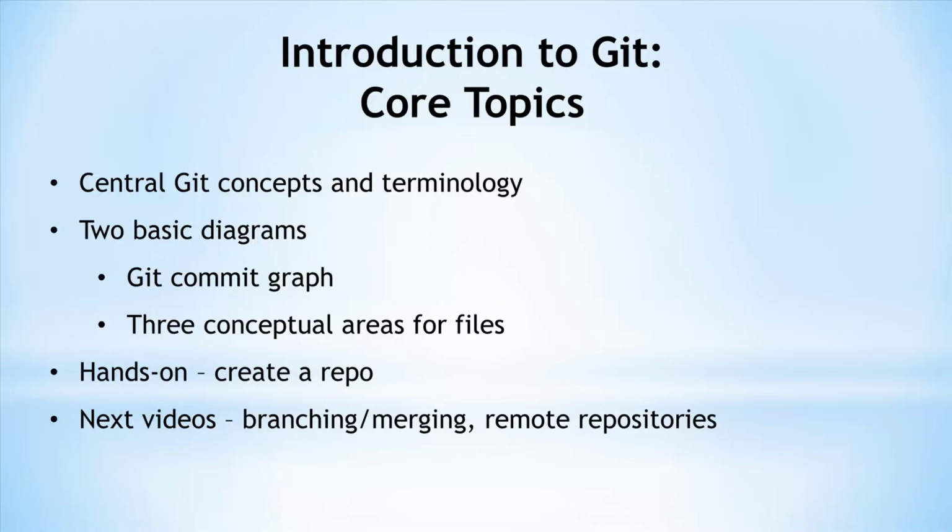In the video, we will gain a better understanding of central Git concepts and terminology, and utilize two basic diagrams to help our understanding of what is happening when we run Git commands. The diagrams are the Git commit graph and the three conceptual areas for files in Git. We will create a Git repository and run some core Git commands. We will map all those commands to our two diagrams to help our understanding.